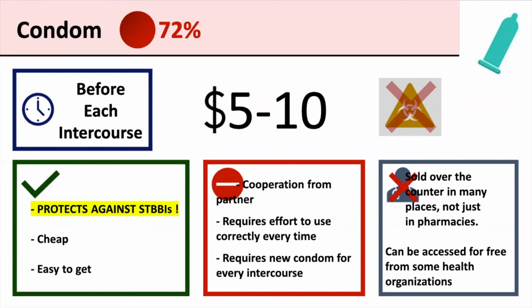As for the disadvantages, you will need your partner's cooperation in order to use it, and it does require effort and a little bit of technique in order for it to be effective, and you will require a new condom every time you have sex. It is sold over the counter in many different places like pharmacies, grocery stores, and gas stations. And you can also often get them for free from some health organizations.